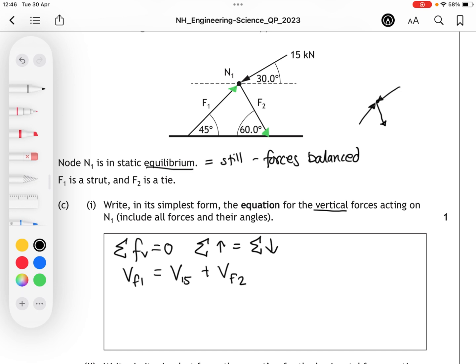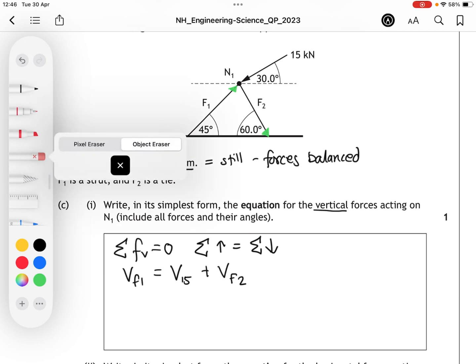And this is the bit where some students get a little bit stuck because they're not super clear about how to use Pythagoras and SOHCAHTOA to work this out. So what I'm going to do is I'm going to do a lot more drawing on this particular diagram, and then from there hopefully that will help you to work out which are your vertical and which are your horizontal forces.